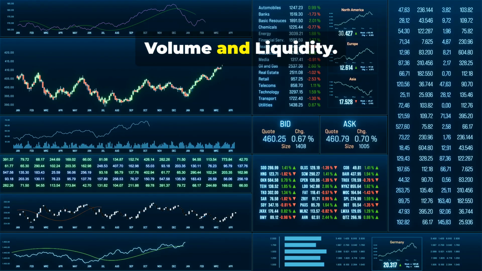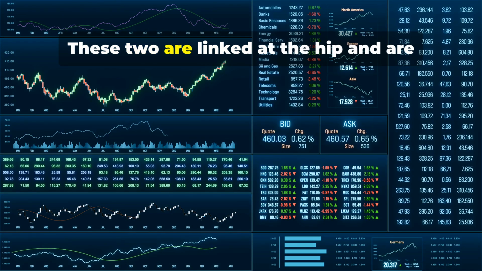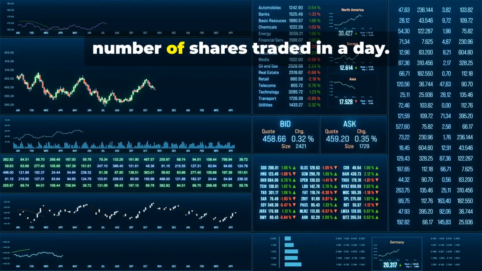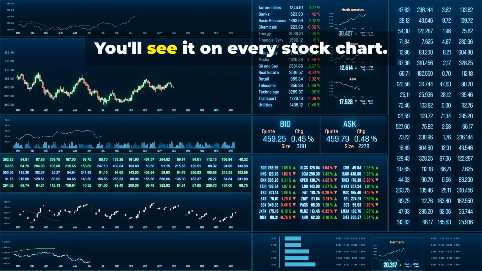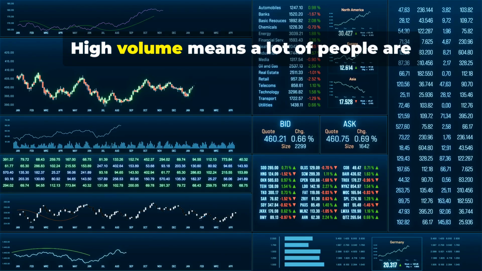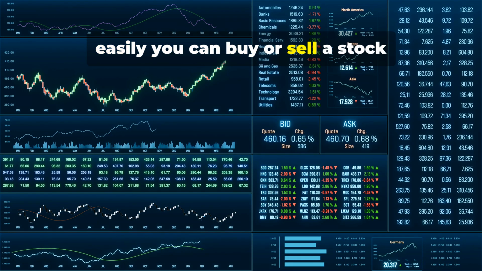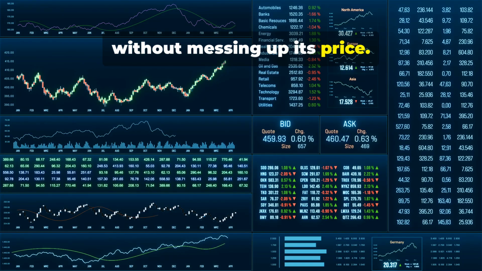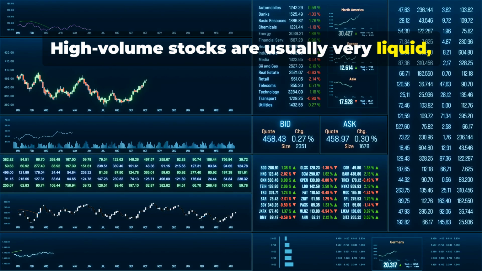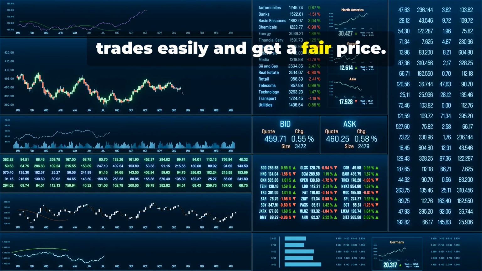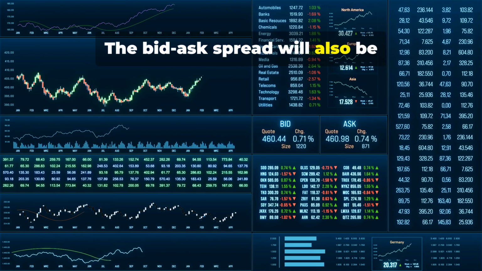Finally, volume and liquidity. These two are linked at the hip and are vital for traders. Volume is the total number of shares traded in a day. You'll see it on every stock chart. High volume means a lot of people are buying and selling. Liquidity is how easily you can buy or sell a stock without messing up its price. High volume stocks are usually very liquid, and that's a great thing. It means you can jump in and out of trades easily and get a fair price. The bid-ask spread will also be tighter.